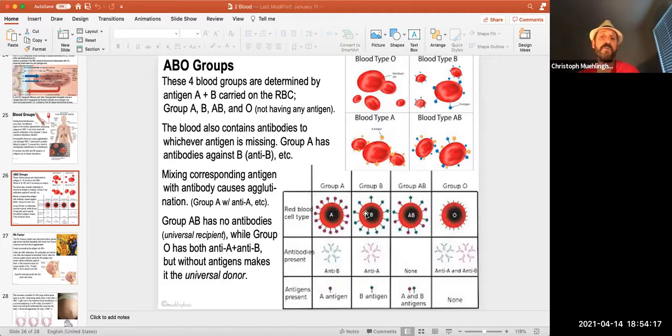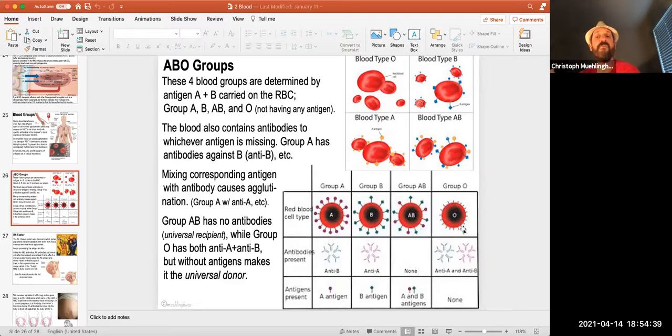And then we have a couple more compositions here. We got one blood type that's A and B. And the cool thing is that group has no antibodies to either A or B. So that group is the universal recipient and can get blood from anyone. So that's kind of nice.